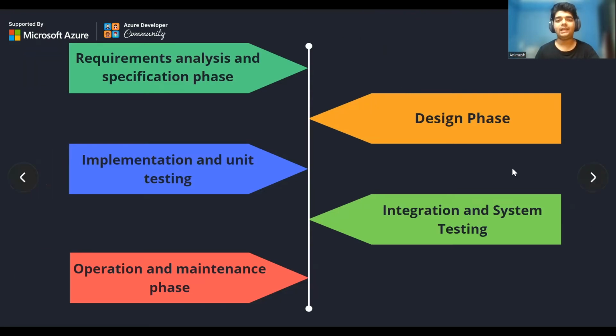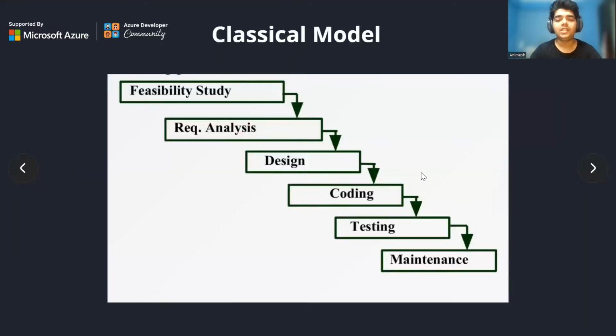So let's move ahead and actually see what the classic traditional waterfall model looks like. Here we can see that every phase moves linearly. What I mean to say is, once the feasibility study is done, it moves to the requirement analysis. After that, it moves to the coding, then the testing, then the maintenance.